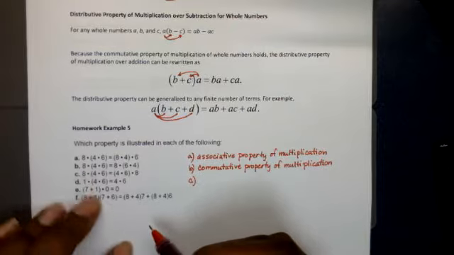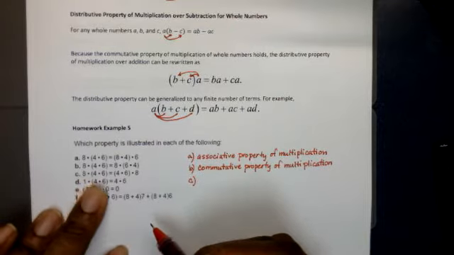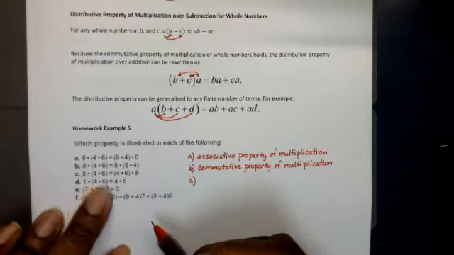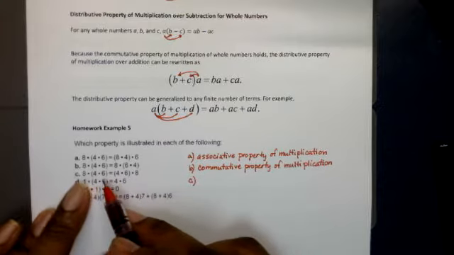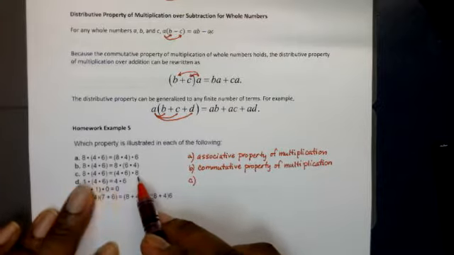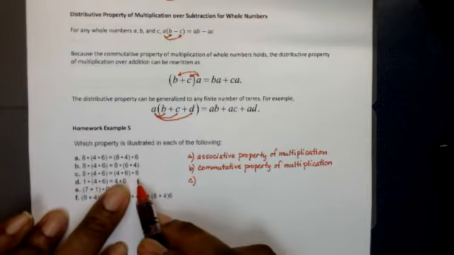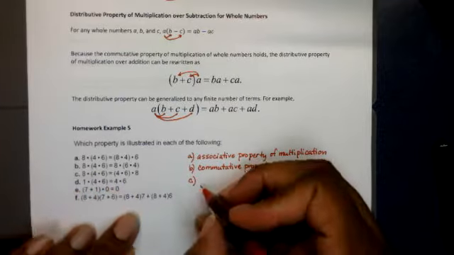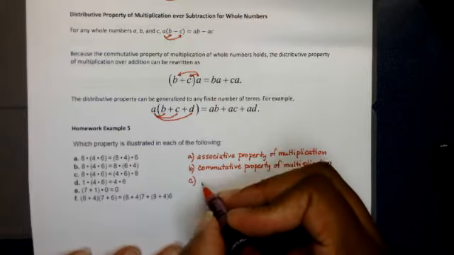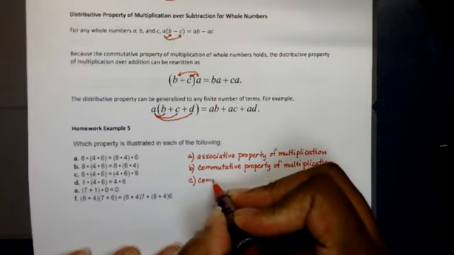Okay. Now part C, we got 8 times, in parentheses, 4 times 6. And then on the right side, we got 4 times 6 in the parentheses times 8. Notice the order has changed. The 8 is in front here, but on the right side, the 8 is behind. The order has changed. So again, this is also the commutative property of multiplication.